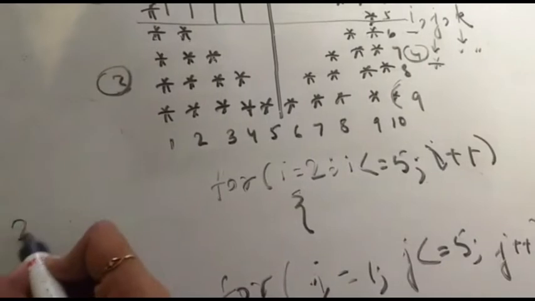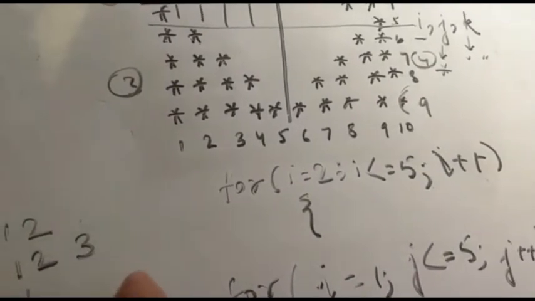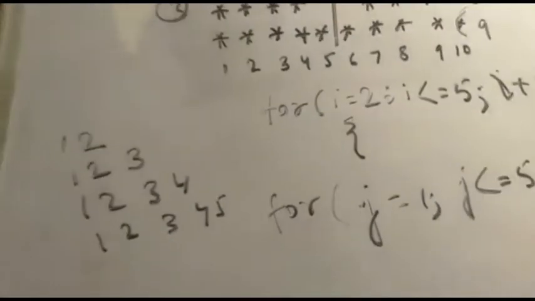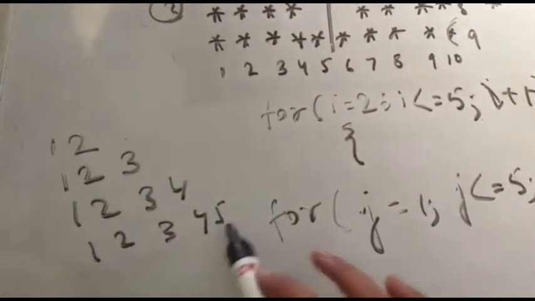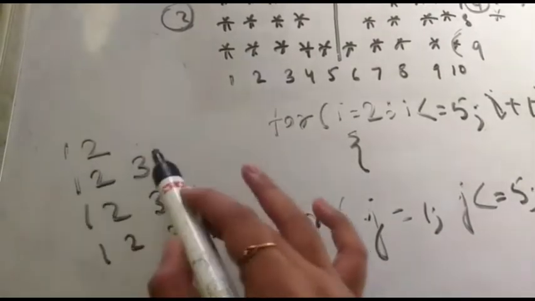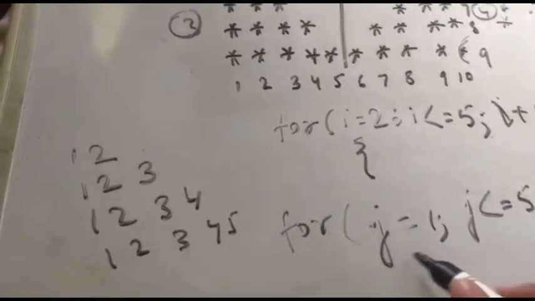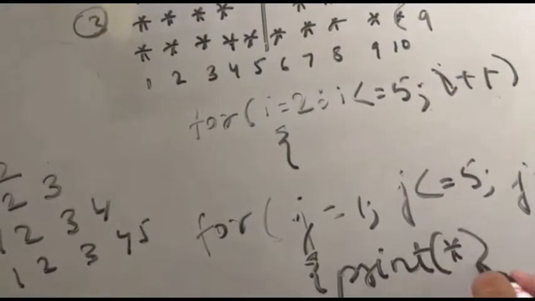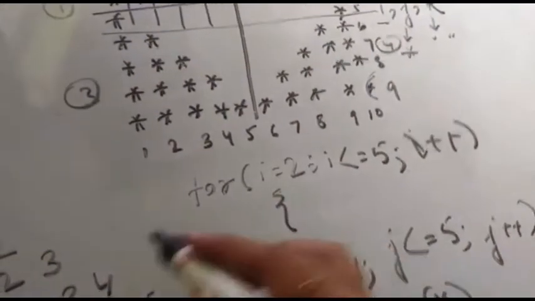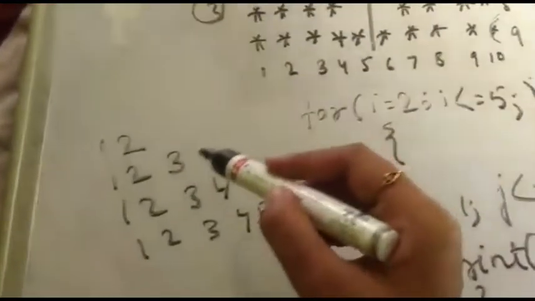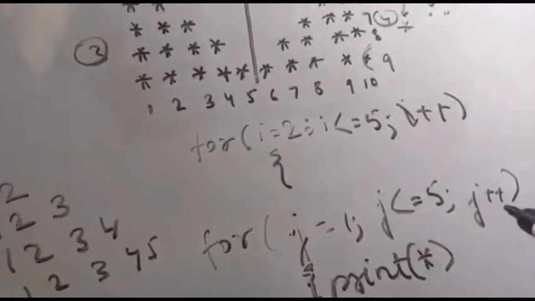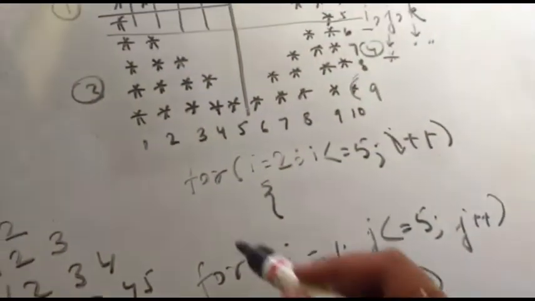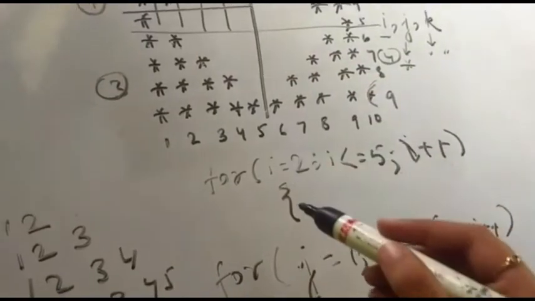Suppose we have 1 2, then we have 1 2 3, and we have 1 2 3 4, and we have 1 2 3 4 5. That means it is beginning from 1, it is going till 5, and in each step it is less than or equal to I. And so here we are going to print a star. So whenever we are stuck in these kinds of patterns, we should rely on numbers and then justify how the J loop is going to run. So dealing with this, now we should proceed to how to print these spaces.